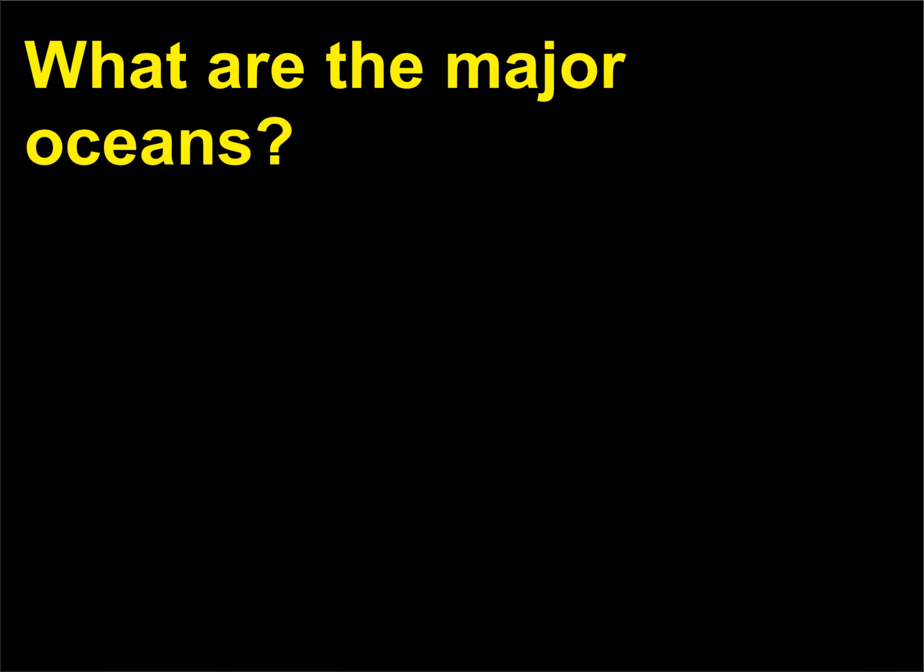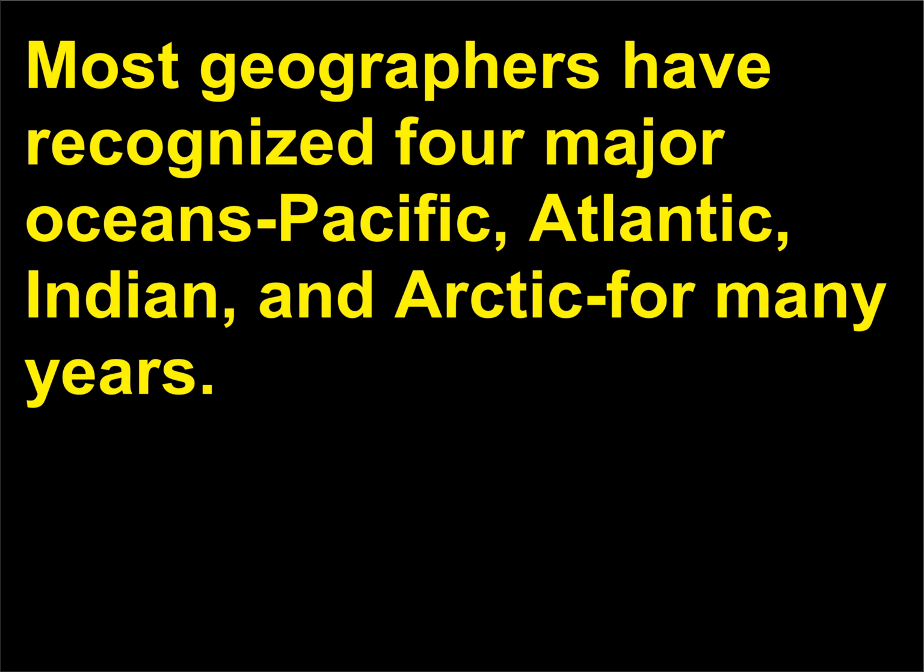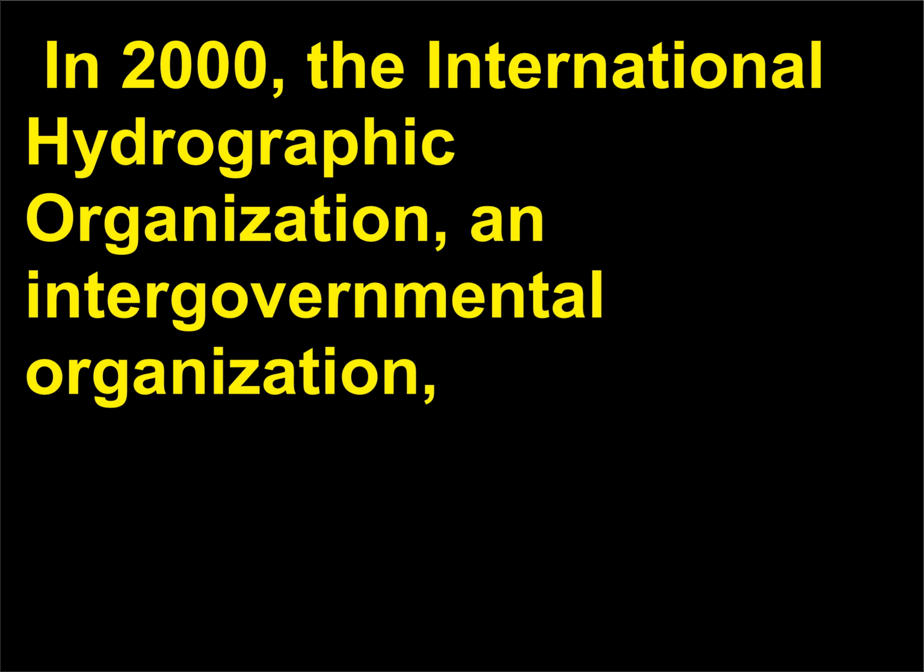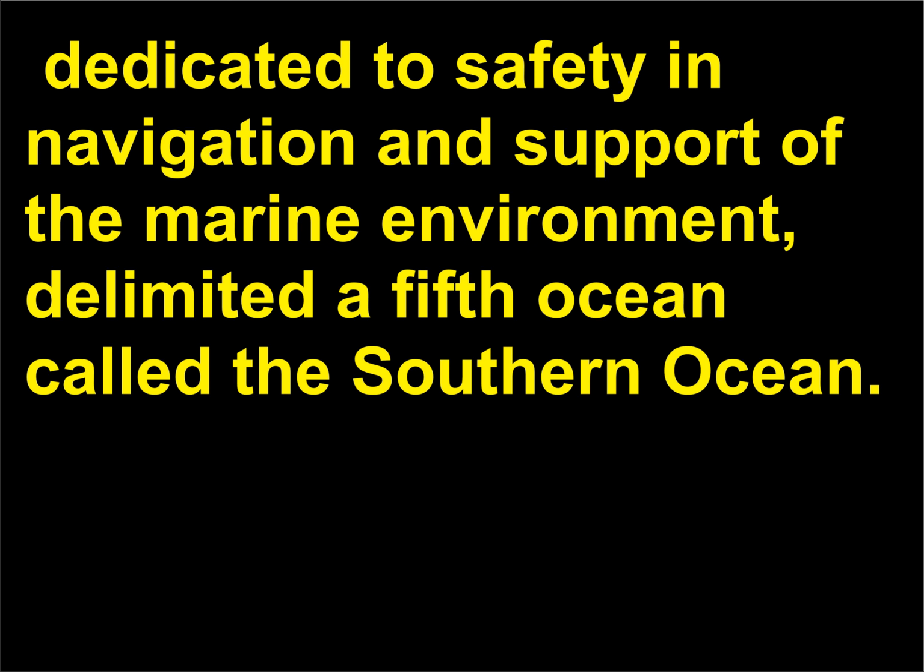What are the major oceans? Most geographers have recognized 4 major oceans: Pacific, Atlantic, Indian, and Arctic for many years. In 2000, the International Hydrographic Organization, an intergovernmental organization dedicated to safety in navigation and support of the marine environment, delimited a 5th ocean called the Southern Ocean.